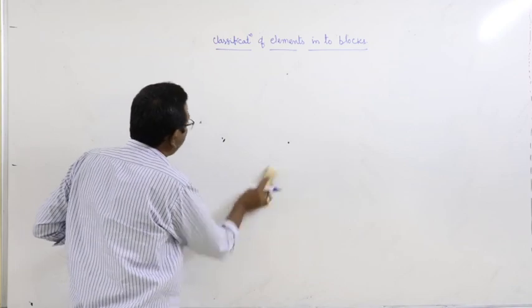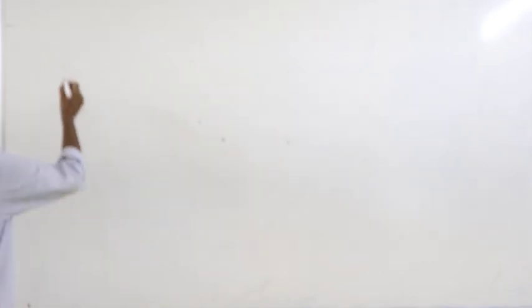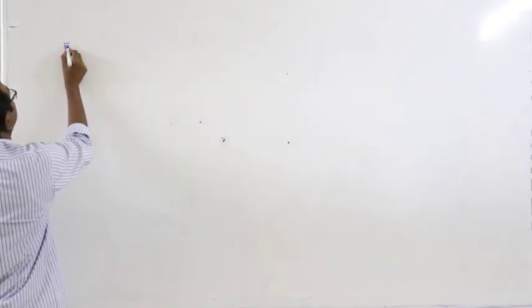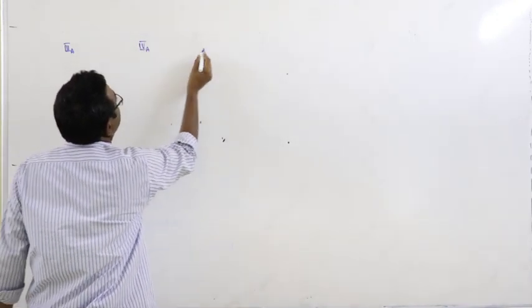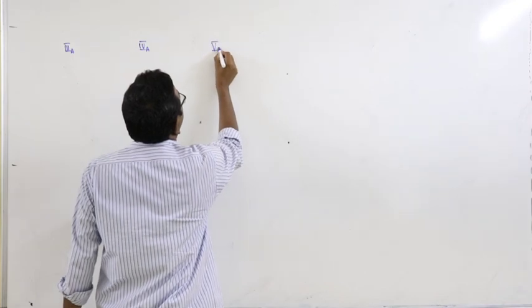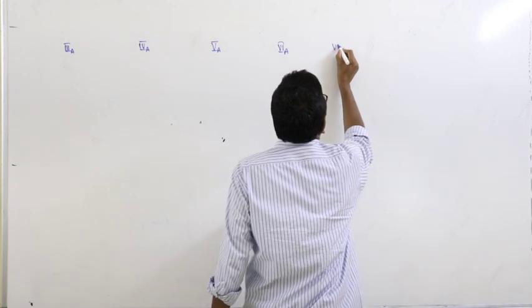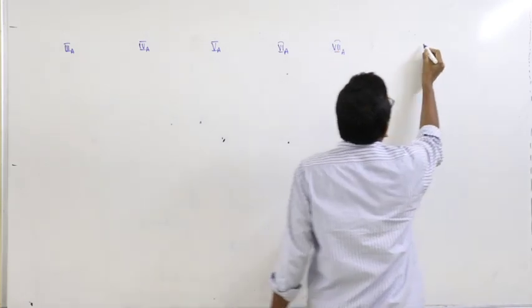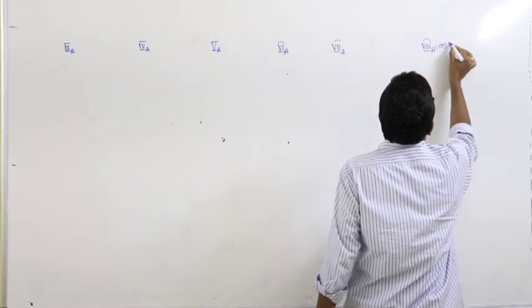Before going on to learn other chapters, you should be familiar with the elements of each and every group in the periodic table. You should be familiar with the names. Here the first one, 3A, 4A, 5A, 6A, 7A, 8A or 0.